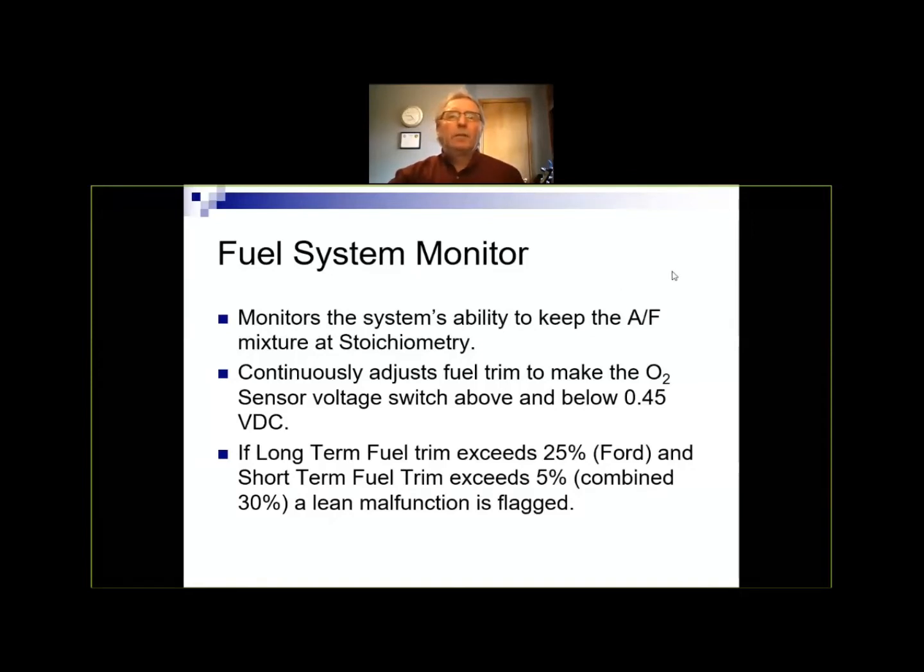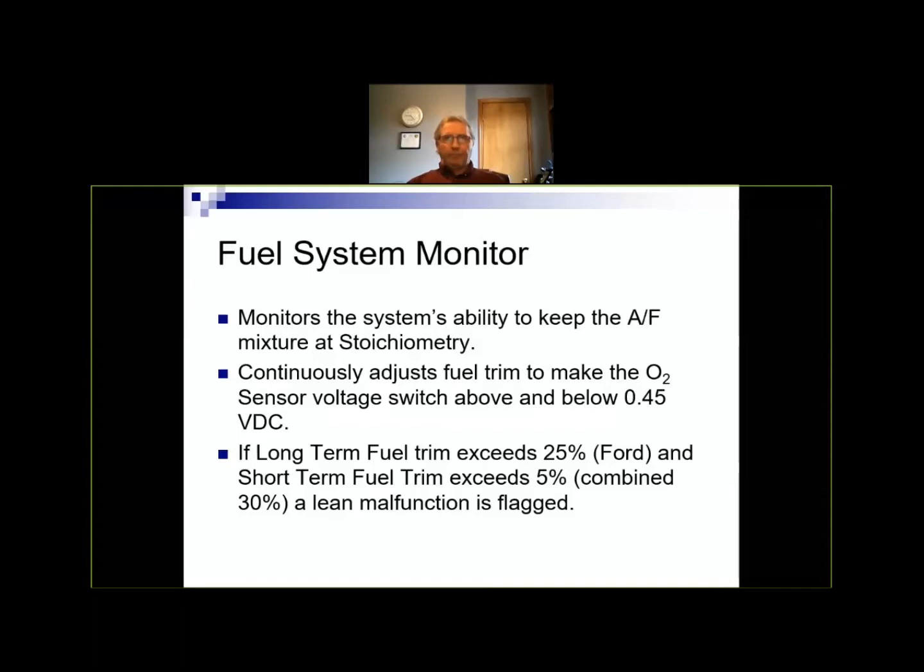Okay, so I just took a quick little break there. I've got a couple disclaimers about this slide and these numbers here. I make a few statements here, and I say at the bottom, if the long-term fuel trim exceeds 25% and the short-term exceeds 5, so a combined 30%, we get a lean malfunction.